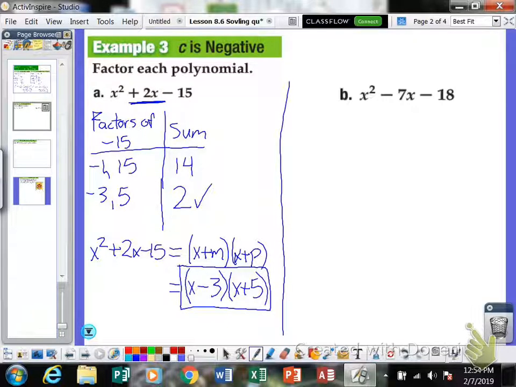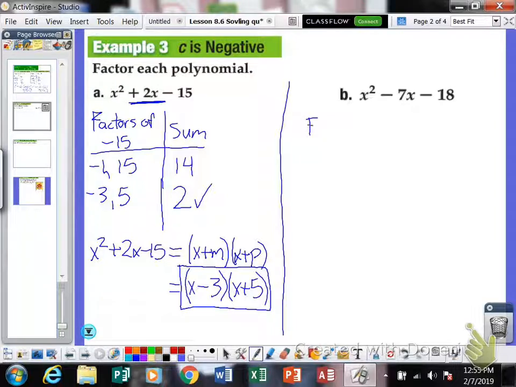So looking at our next one. Now our c is still negative, but our b is also negative. So either our m or p can be negative, but not both. So since our b is negative, the factor with the greater absolute value is also going to be negative. So let's start by listing our factors of negative 18, because that is our c here.